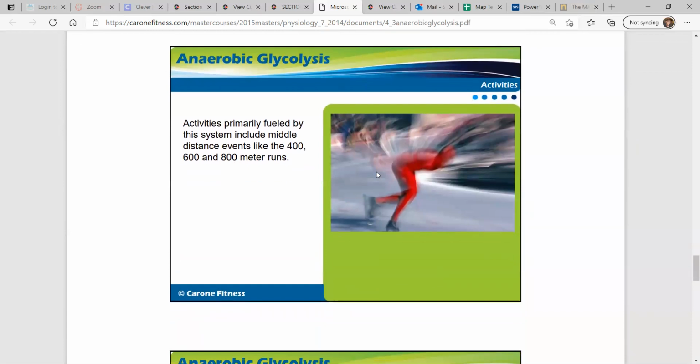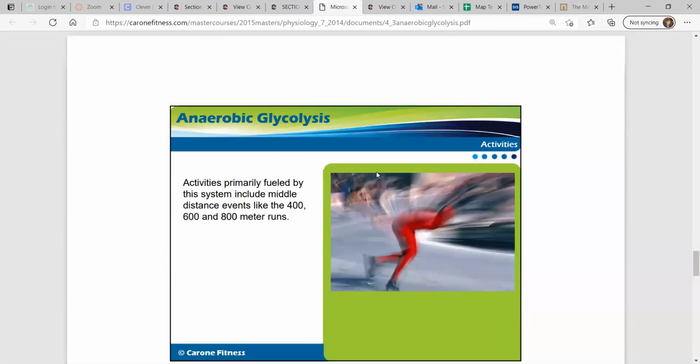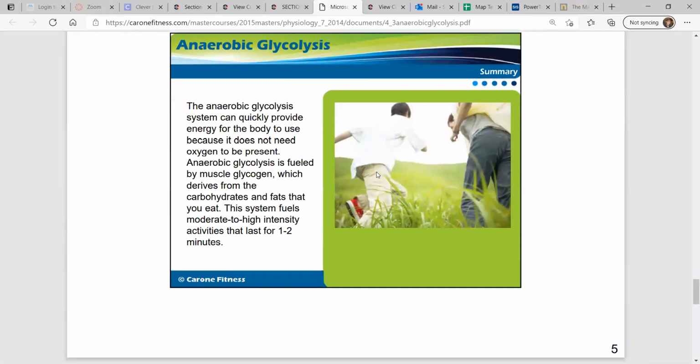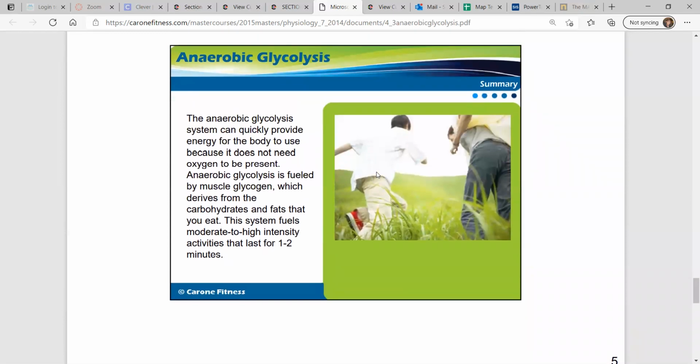Activities fueled by this system include middle distance events like the 400, 600, and 800 meter runs. The anaerobic glycolysis system can quickly provide energy for the body to use because it does not need oxygen to be present. Anaerobic glycolysis is fueled by muscle glycogen, which derives from the carbs and fats that you eat. This system fuels moderate to high intensity activities that last for 1 to 2 minutes.